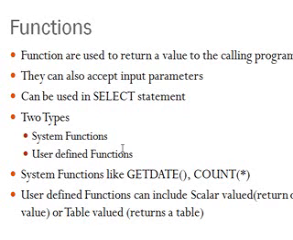An example of a system function would be something like Getdate, which returns your current date and time information, and then another could be the count function, which returns the number of rows in a record set. The user-defined functions can also be different types, and the two main ones are scalar valued, which returns one value, or table valued, which returns a table.